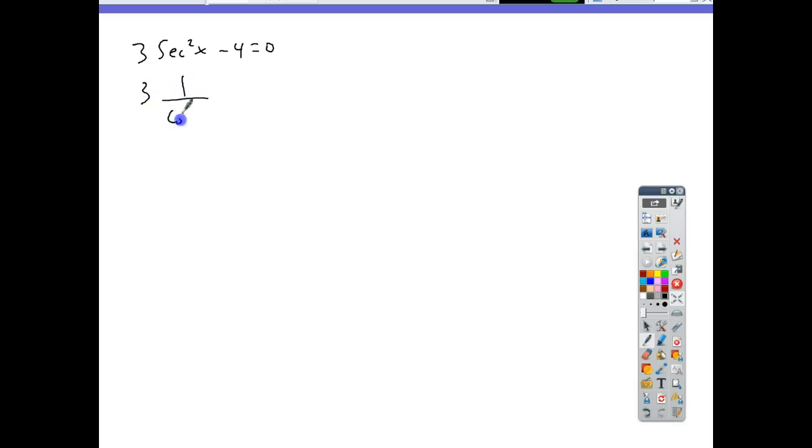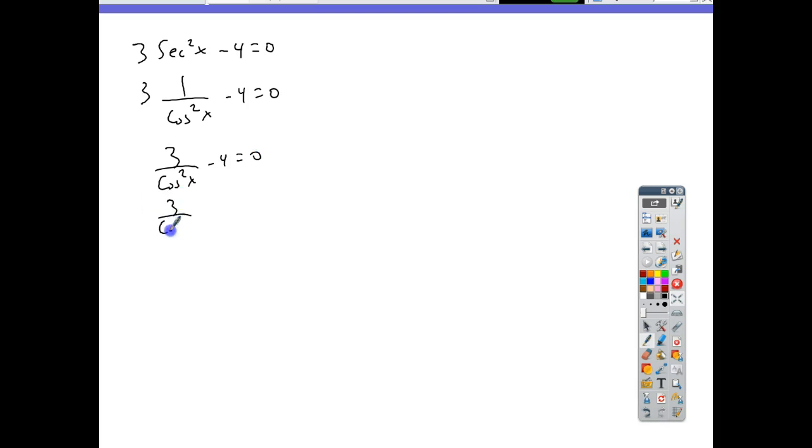3 times 1 over cosine squared x minus 4 equals 0. Multiply this together. Multiply together, so I get 3 over cosine squared x minus 4 equals 0.